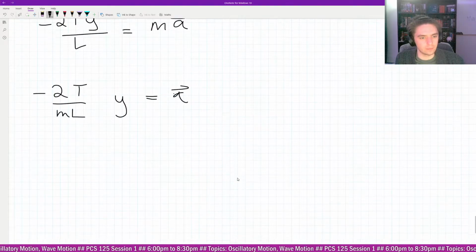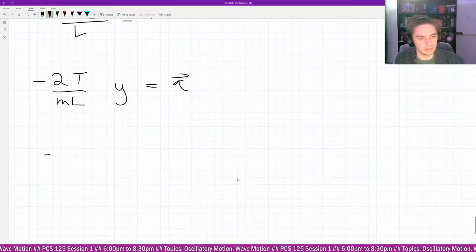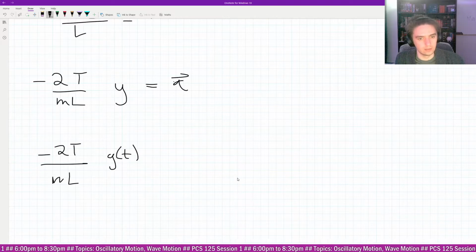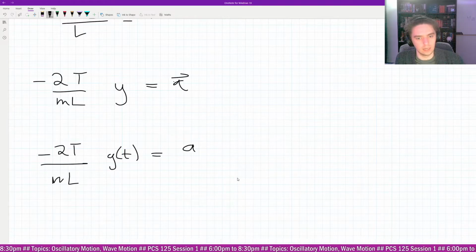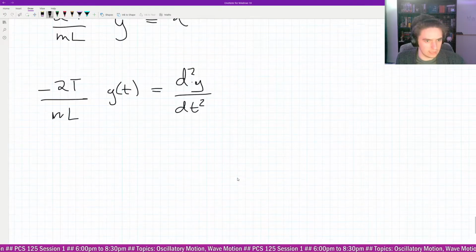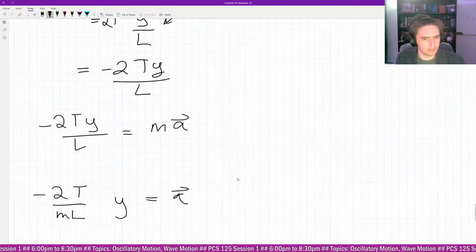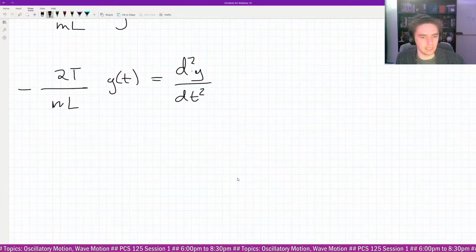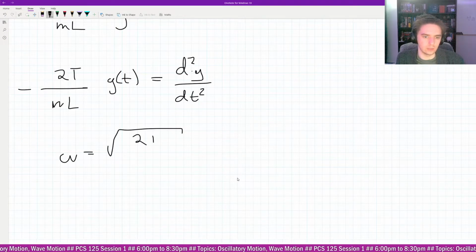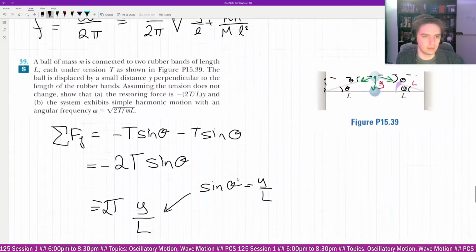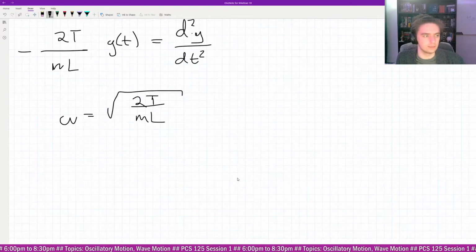And this a is d squared y by dt squared. So this is negative 2T over ML times y of t equals d squared y over dt squared. Now we can just take the square root of that. Remember the formula: if you see something like this, then omega is the square root of the thing, 2T over mL. And that is what we got here, 2T over mL.